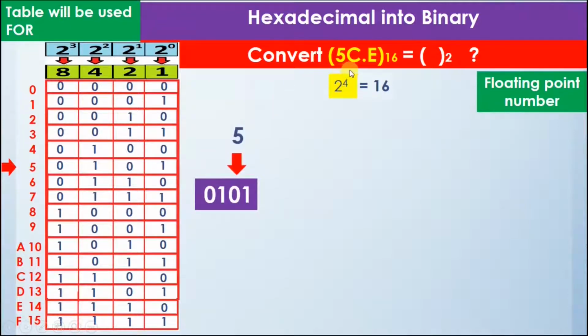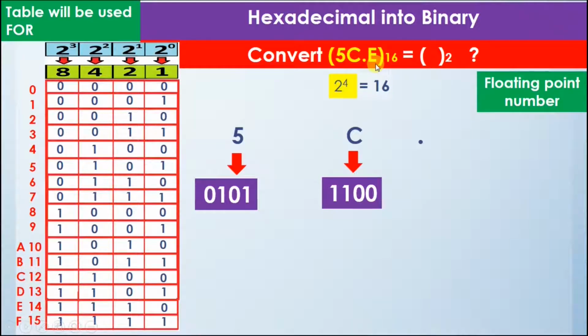Next we will look at the value of C. So we will find the value of C in the table. Where is the value of C in the table? Here is the value of C in the table. So the binary value of C in the table is 1100. That is actually 12. So we will write C as 1100. Next comes the decimal point. So the decimal point will maintain its position. So it comes here. And the next digit we have is E. So now we will find E in the table.